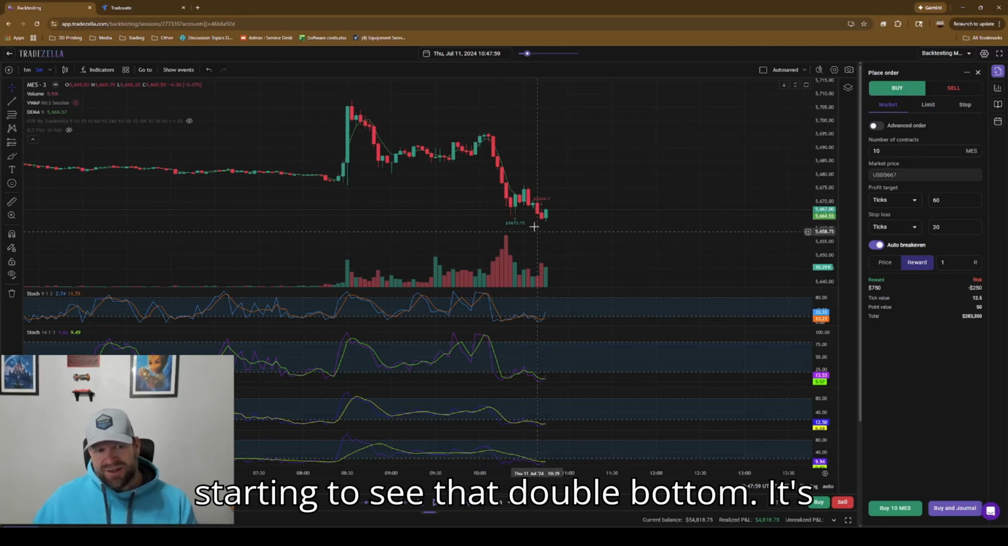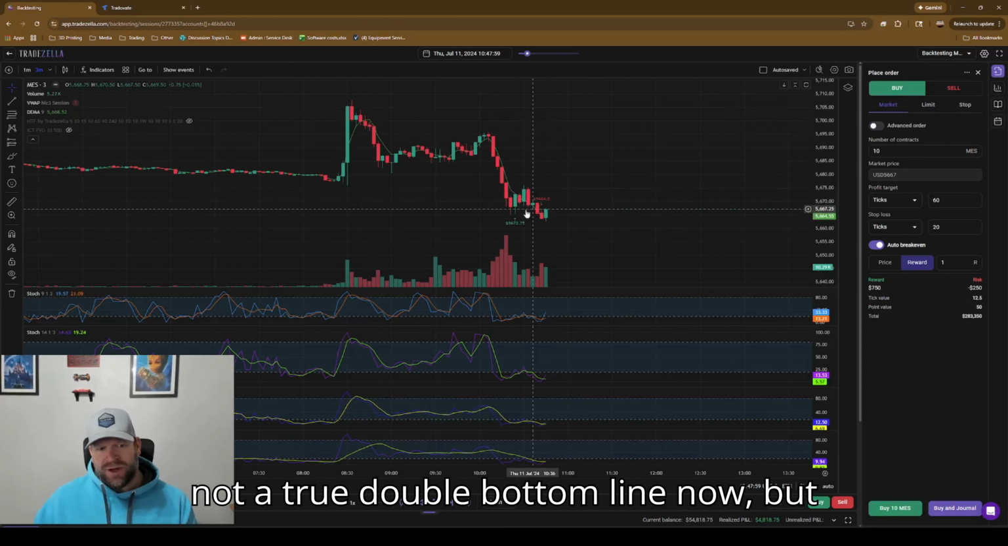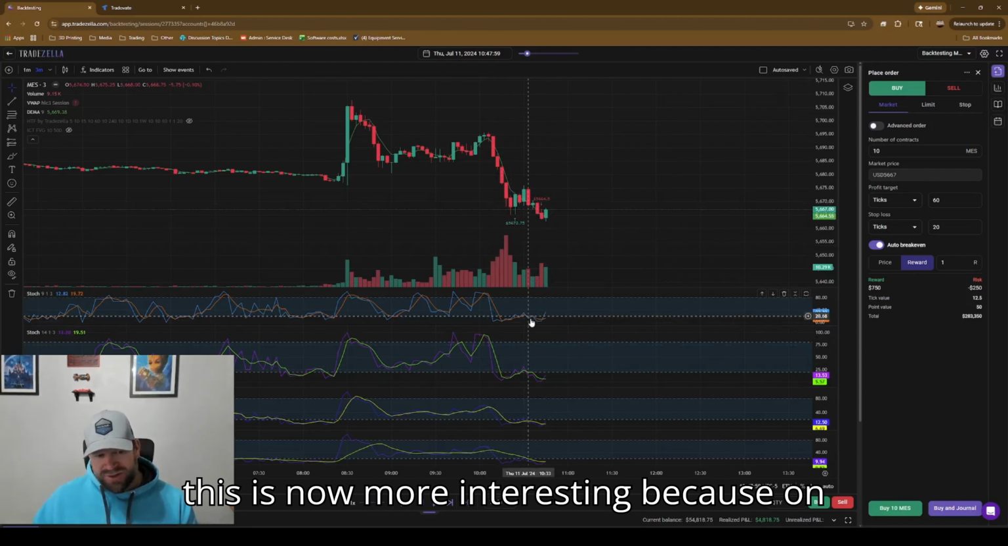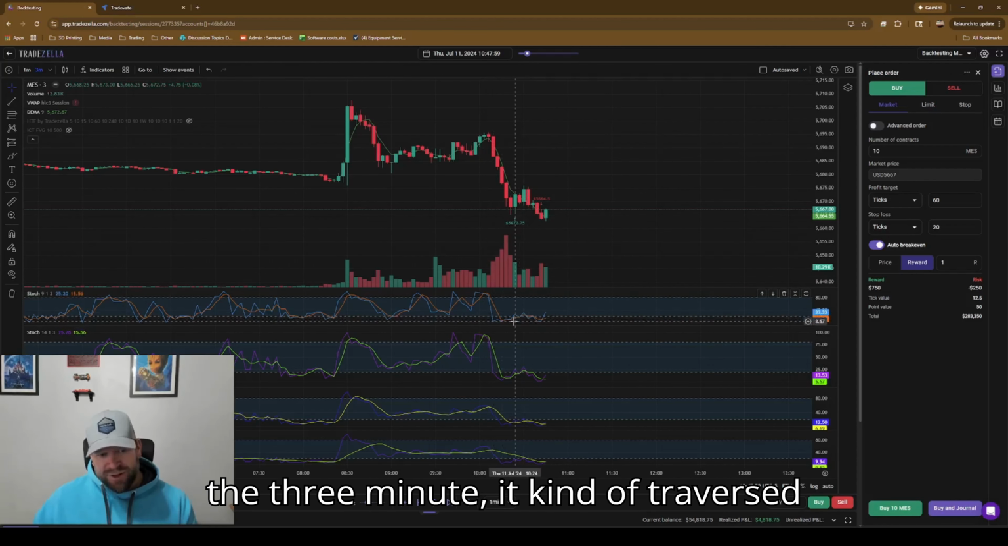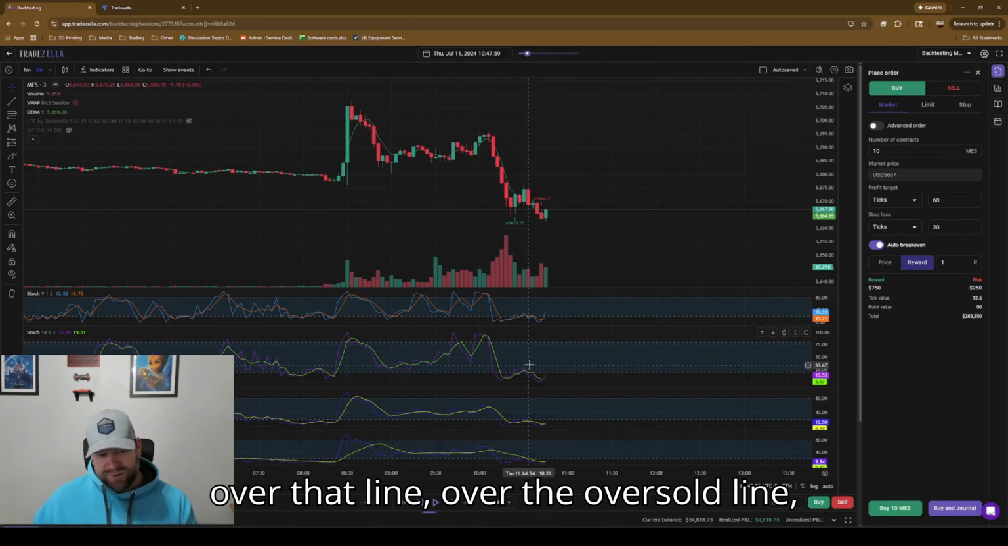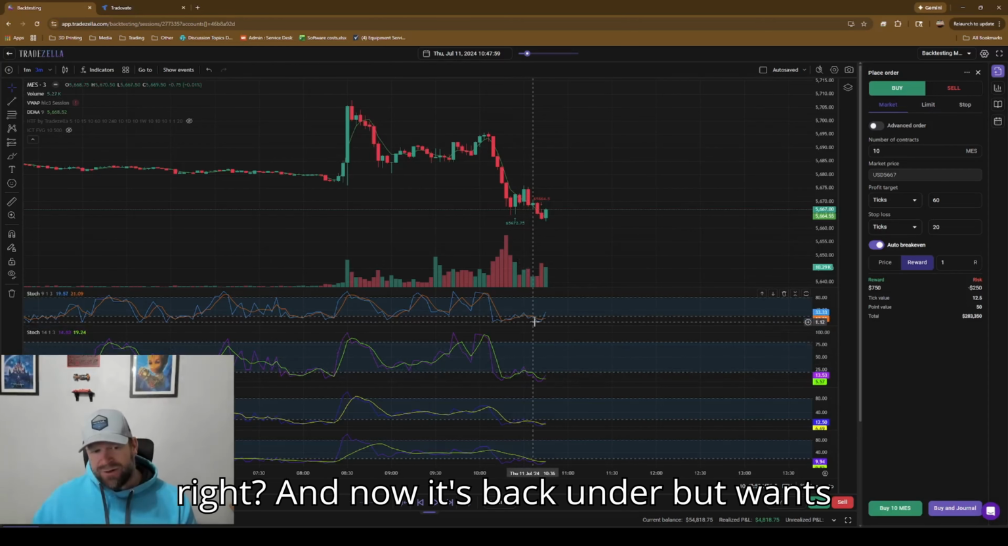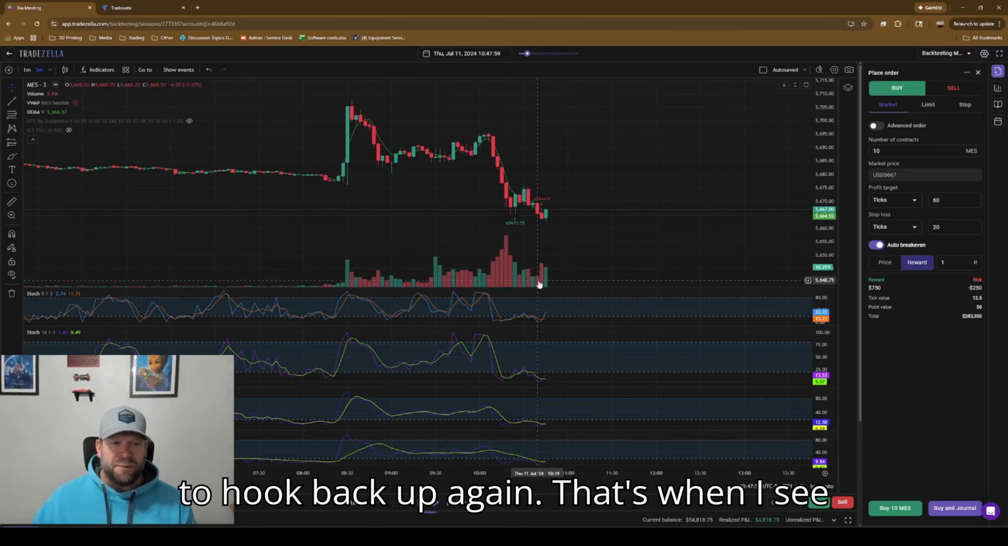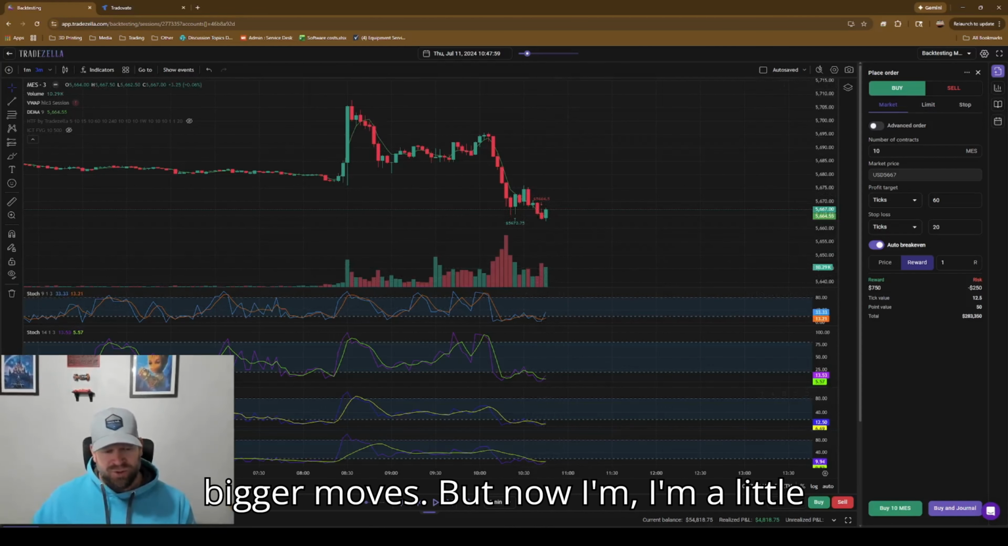Now I'm starting to see that double bottom. It's not a true double bottom, I know, but this is now more interesting because on the 3-minute, it kind of traversed over that line, over the oversold line, right? And now it's back under, but wants to hook back up again. That's when I see bigger moves. But now I'm a little on the back foot, right?